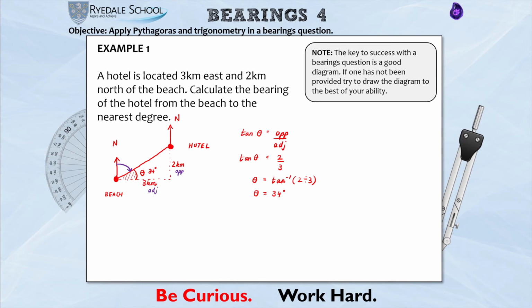We discussed a moment ago that if I want the purple angle, the bearing, I will need to do 90 take away 34. And 90 take away 34 is 56. But we also need to remember that a bearing is a 3-digit number. So if we get an answer like 56, we're going to need to write that as 056.